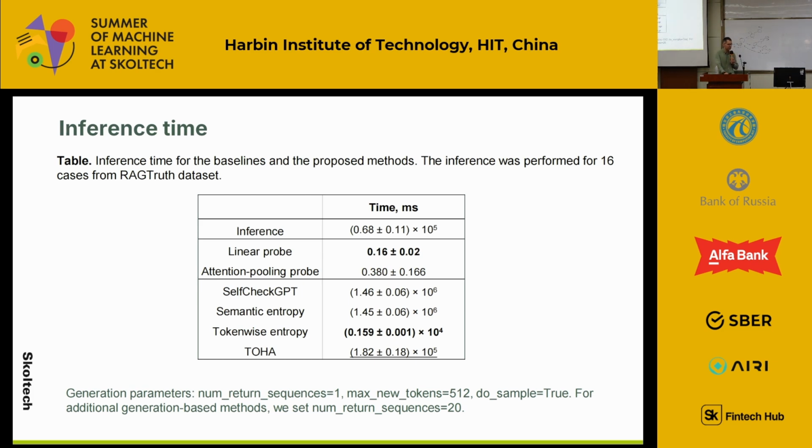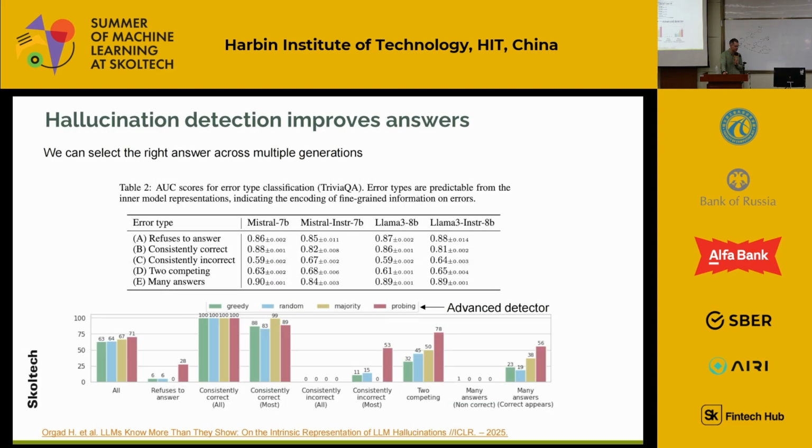So if we think about something like linear probing or attention pooling probing, which we considered before when we were thinking about how we should pool, based on the attention mechanism, all the representations for tokens in the response, we obtain something pretty fast, but actually not very transferable. For other approaches like SelfCheckGPT, semantic entropy, token-wise entropy, okay, for SelfCheckGPT we need about 20 generations. It means that we increase the inference time by one order of magnitude. Everything else can work faster, but is actually inferior in terms of quality.